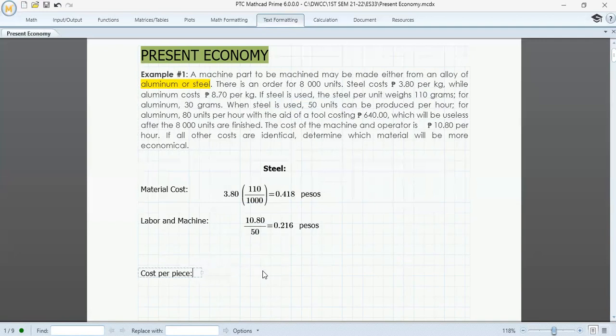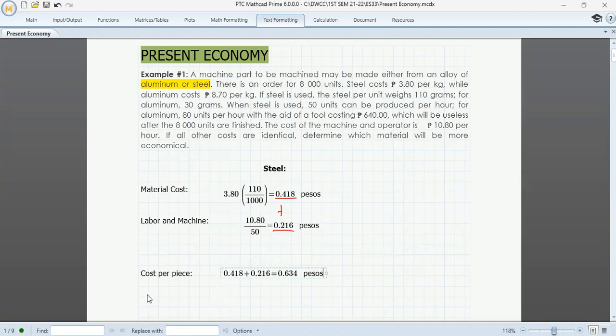So, paano makuha yung cost per piece? Syempre, i-add lang natin by 0.216. Okay? So, ganun lang. Addition lang. We have 0.418 plus 0.216 and that will give us 0.634 pesos.